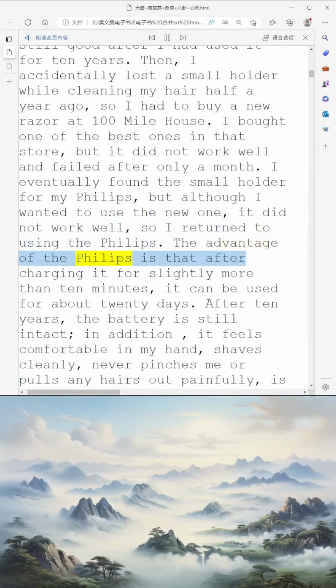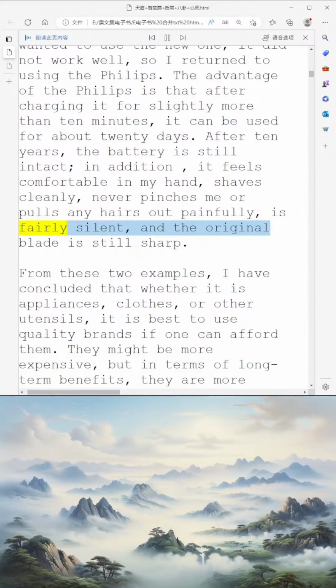The advantage of the Philips is that after charging it for slightly more than 10 minutes, it can be used for about 20 days. After 10 years, the battery is still intact. In addition, it feels comfortable in my hand, shaves cleanly, never pinches me or pulls any hairs out painfully, is fairly silent, and the original blade is still sharp.